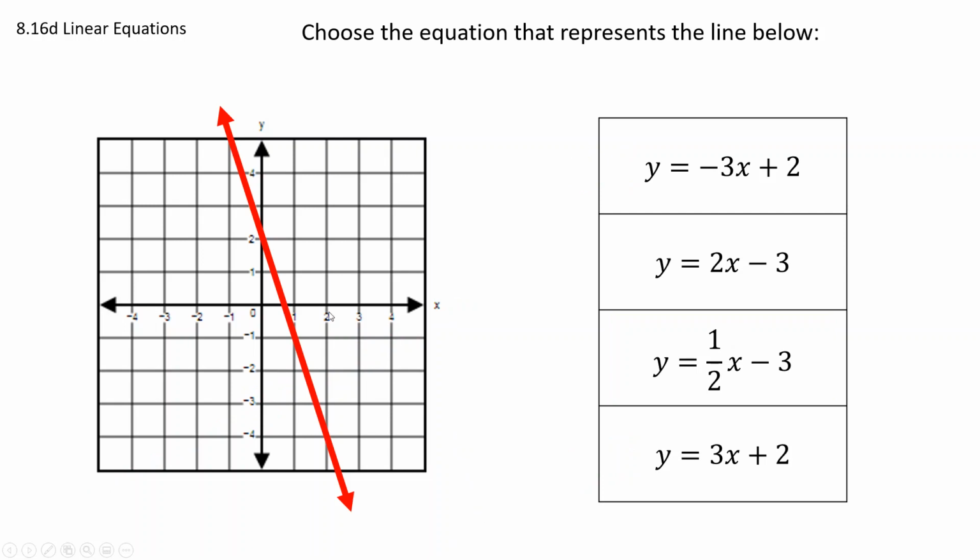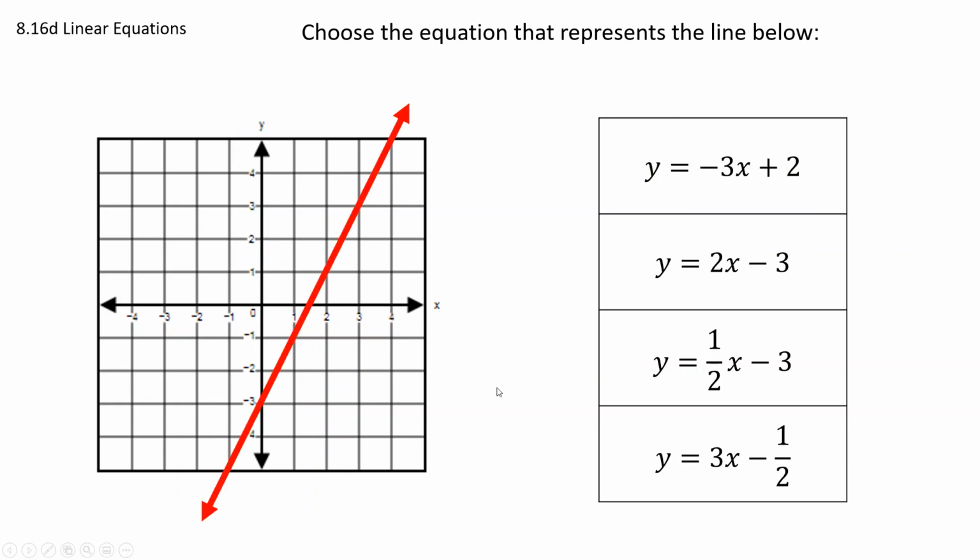Here is our line. Which equation will it be? I see the y-intercept is a 2. I'm going to get rid of anything with a constant that's not 2. So we're down to these two. So now I'm looking at the slope. This is a negative slope, and it's going down 3, right 1, down 3, right 1. That's -3/1, which would give us this. -3/1 is your slope.